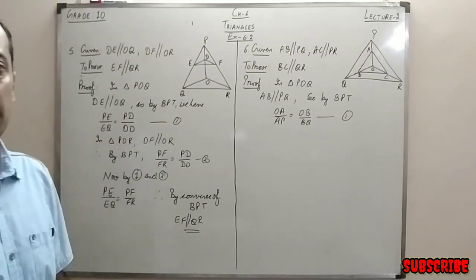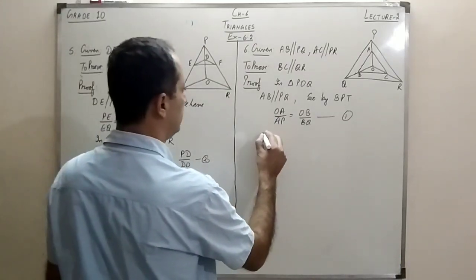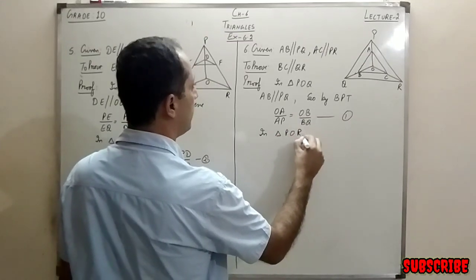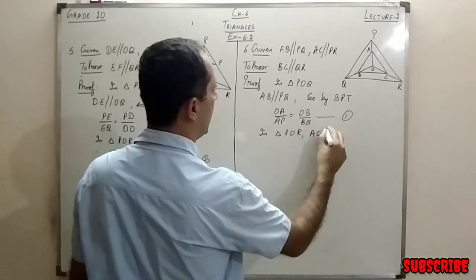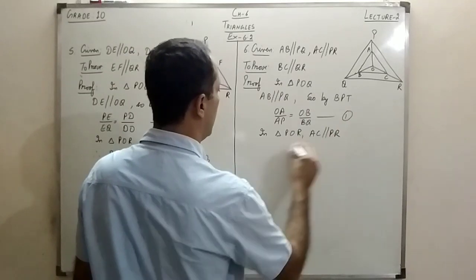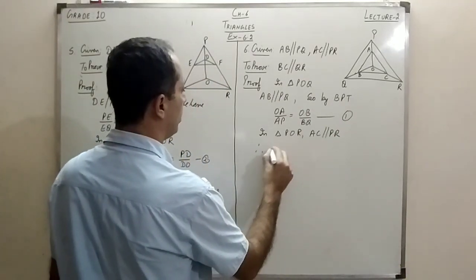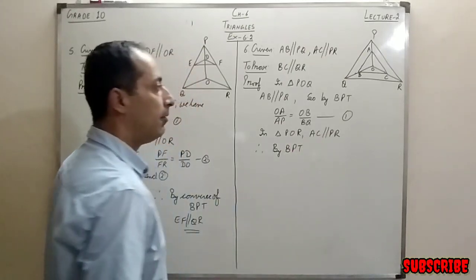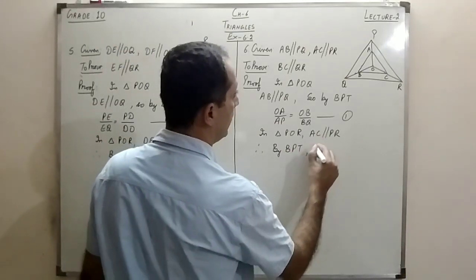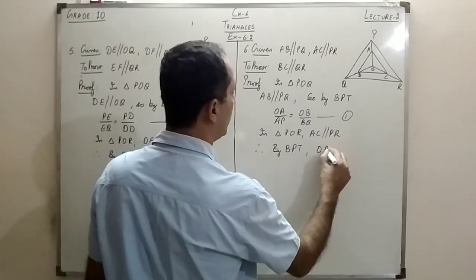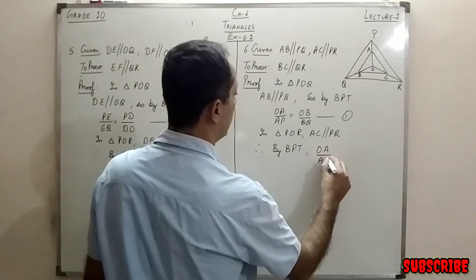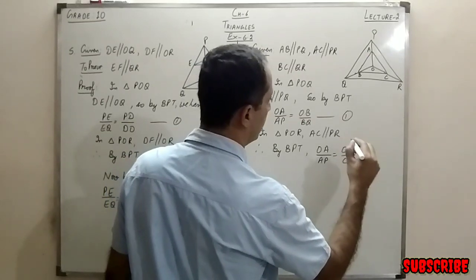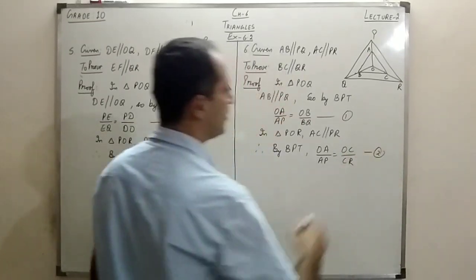Then I go to the next triangle, that is triangle POR. In triangle POR, what is given to me? AC is parallel to PR. Again, I can say therefore by BPT, that is basic proportionality theorem, that OA upon AP is equal to OC by CR. I put this as equation number 2.